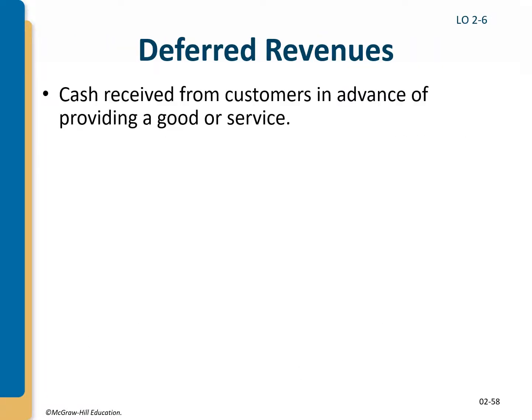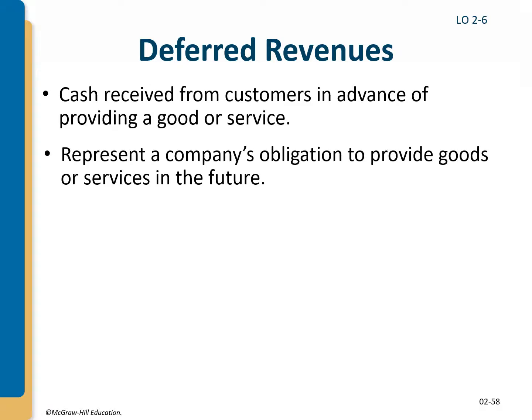I'm going to bypass those. Let's go to this. Deferred revenues. Cash received from customers in advance of providing a good or service. So in this case, the customer paid us money. We didn't do anything for them yet. The day that they paid the money, we debited cash and credited a liability, deferred revenue.